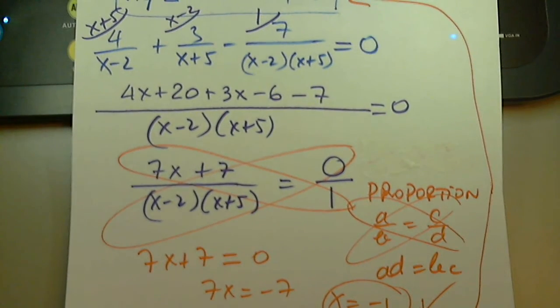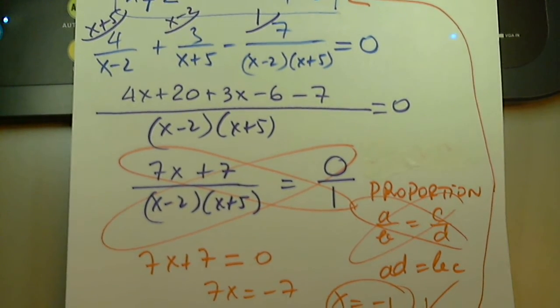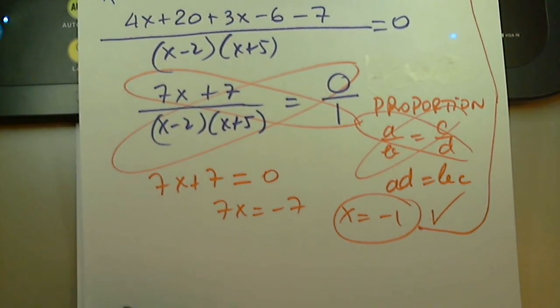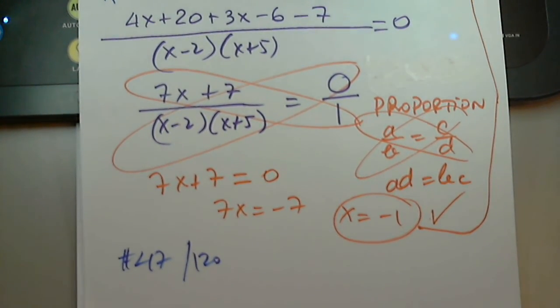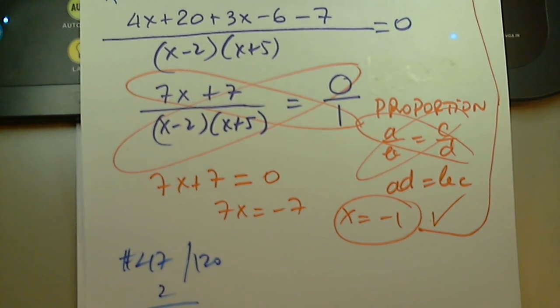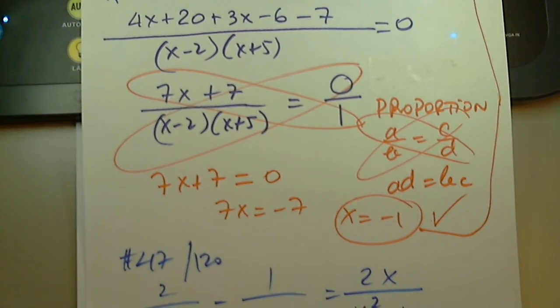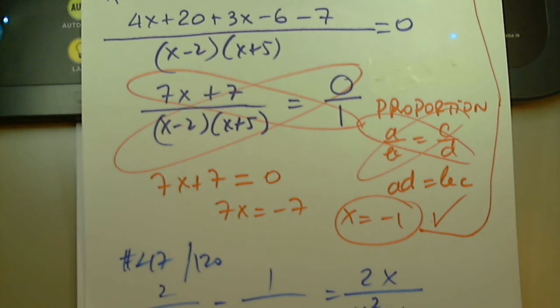Okay, do we still need to do 47? Please. Okay, very good. So let's look at 47. 47 on page 120. I see. 2 over x plus 1 minus 1 over x minus 1 equals 2x over x squared minus 1. Perfect. Did I copy it incorrectly? No, you did.